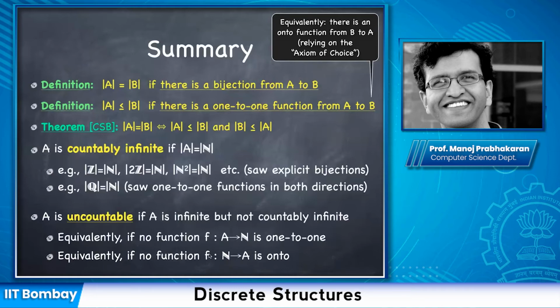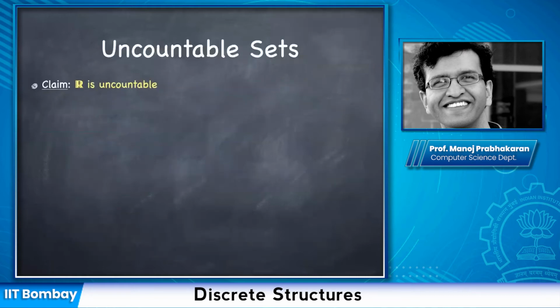Okay. So we are going to use this formalization to prove that some sets are uncountable. And the most natural set you would expect to be uncountable is the set of real numbers. Okay. So we will see a proof that the set of real numbers is uncountable.